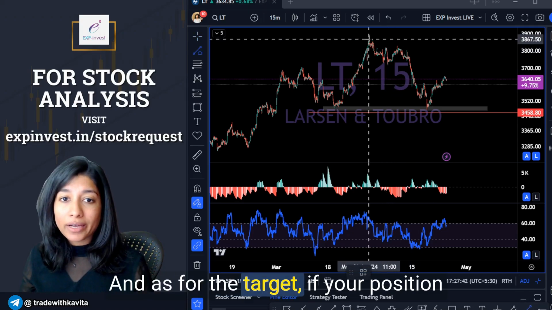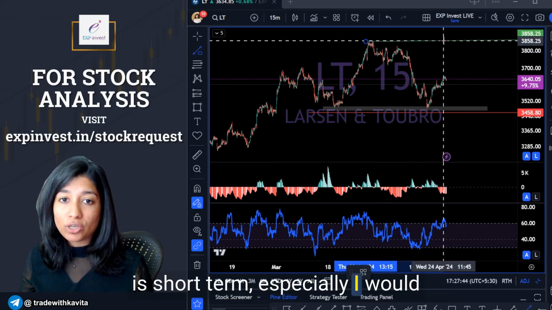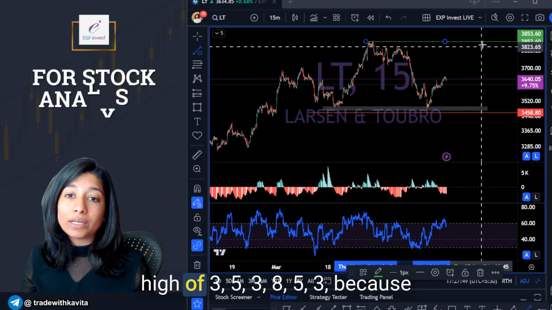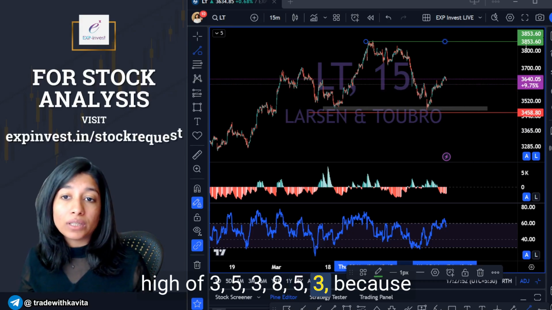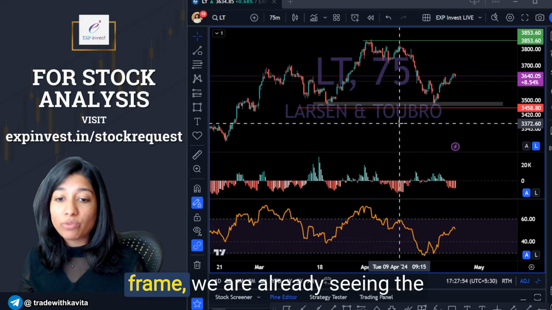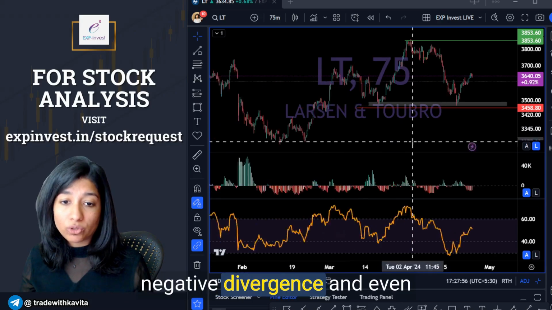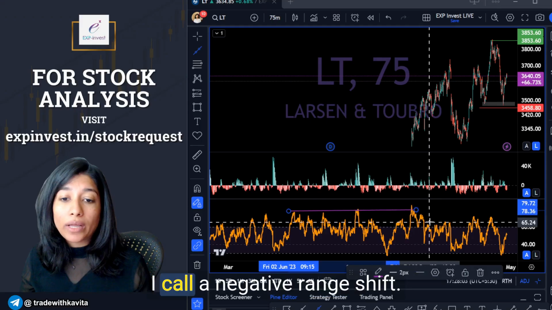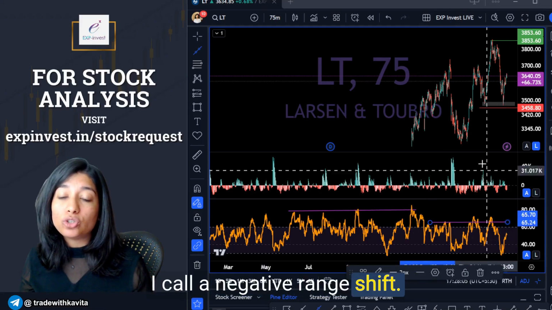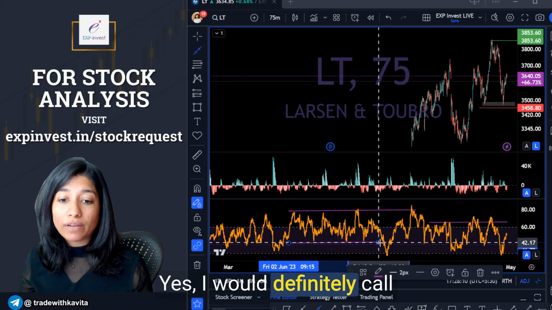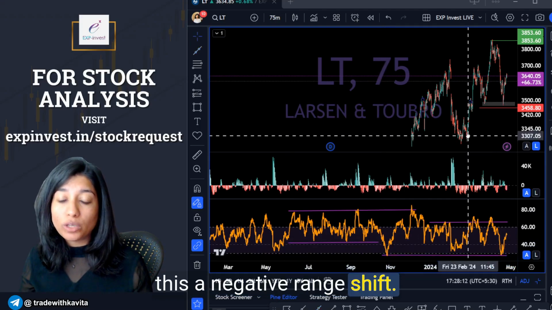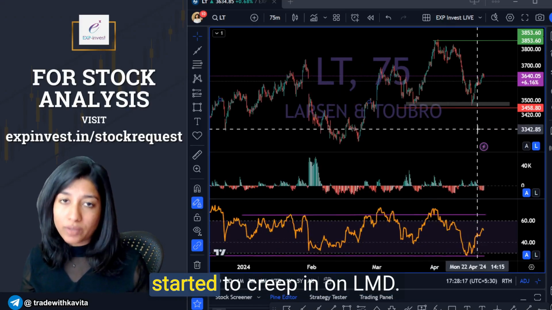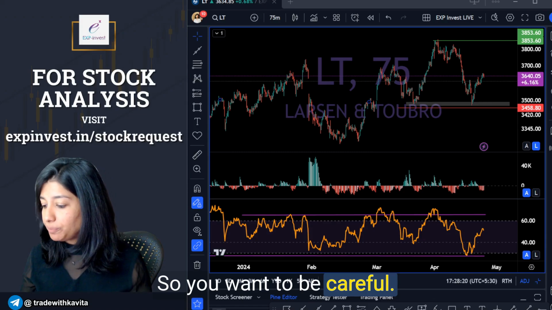And as for the target, if your position is short term especially, I would suggest you book your target if the stock retests your current high of 3853, because remember, on the daily time frame we are already seeing a negative divergence, and even the 75-minute time frame has started to showcase what I call a negative range shift. Yes, I would definitely call this a negative range shift. These are very early signs of a reversal, and it's already started to creep in on L&T, so you want to be careful. Moving on.